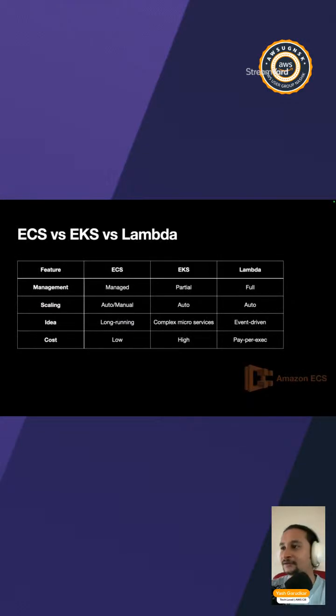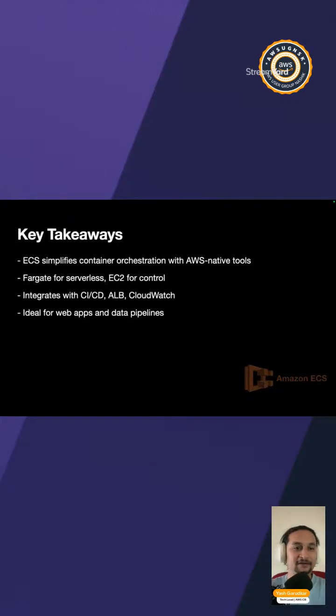I think we are towards the end of our session today, but I do have a couple of slides to go. The key takeaway from today's session is that ECS simplifies your container orchestration with AWS native tools. What it means basically is all you have to do is containerize your application, and the orchestration part is done with AWS native tools.